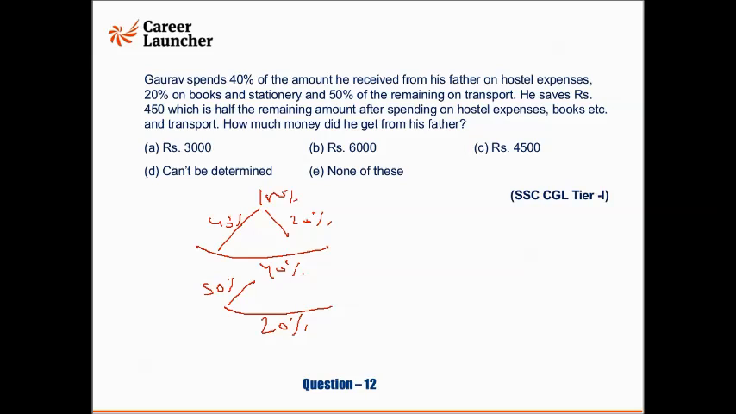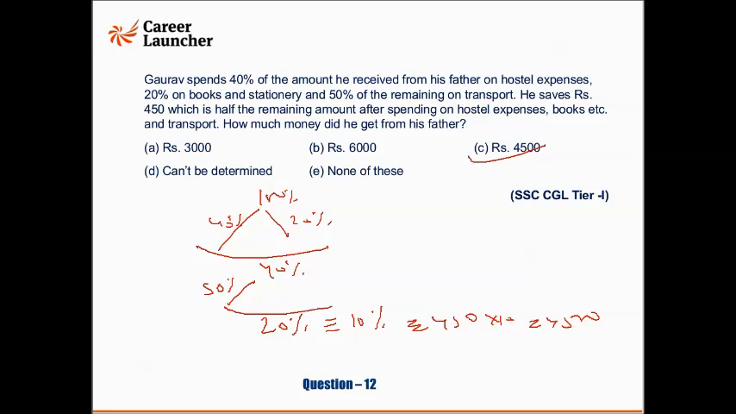Now the question says he saves rupees 450, which is half the remaining amount. Half the remaining amount, that is, this is my remaining amount and half of this remaining amount will be 10%, correct? So he saves 450. So that means this 10% is equivalent to 450, right? So you have to calculate the initial amount, what he got from his father. So for the 100% value, multiplied by 10, you will get 4500 as your answer. Yes. So in this way, you can approach this question.